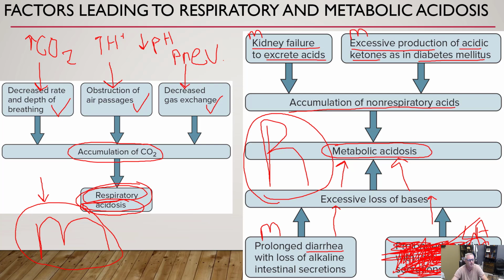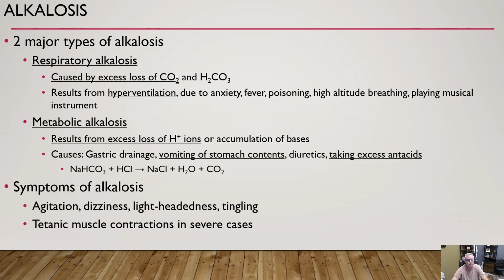All right, alkalosis. Remember, respiratory alkalosis is excessive loss of carbon dioxide and carbonic acid. Hyperventilation. If you hyperventilate, you're blowing off a lot of carbon dioxide. It could be anxiety. Fever will cause you to breathe faster, poisoning, high altitude breathing. I don't know why playing a musical instrument is on there, but it was.